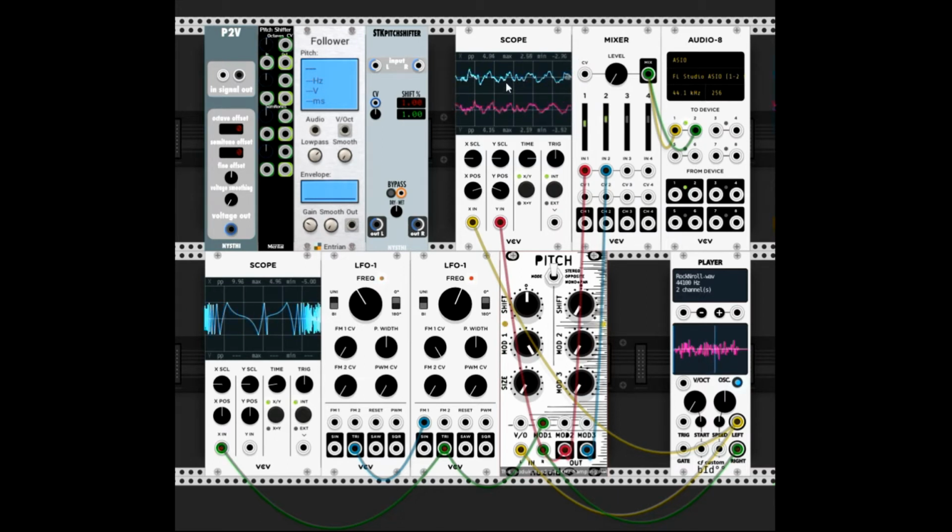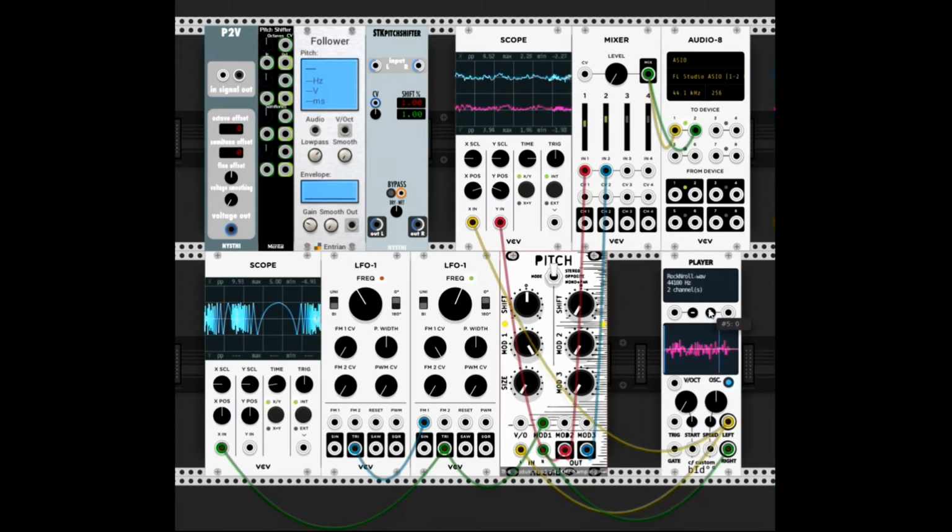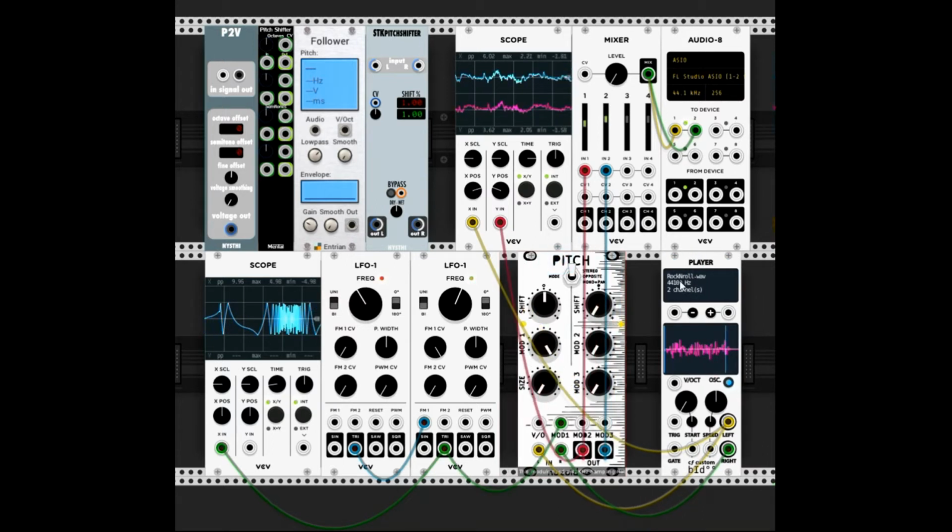The scope here above shows the output of the sample player here, so of the pre-recorded sound file, and the output goes to the scope, as I said, and to the input of the pitch shifter here, left and right, left yellow and right the green one here, and from there it goes to the mixer and to the main audio out. Before I increase the volume so that we can hear a little bit, just one remark.